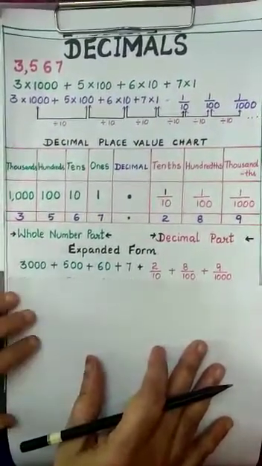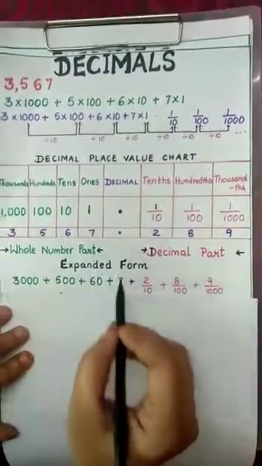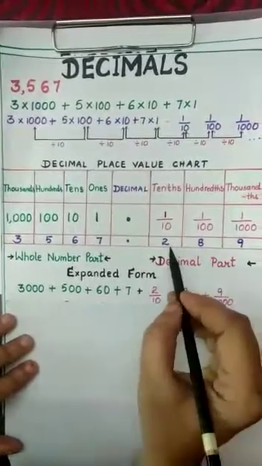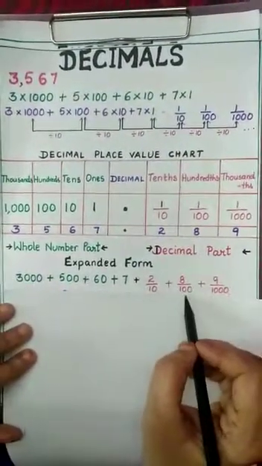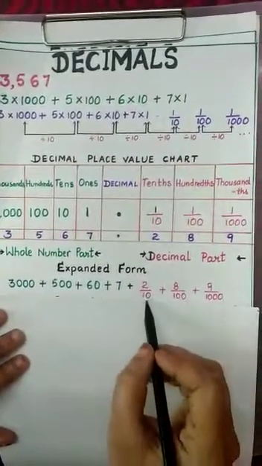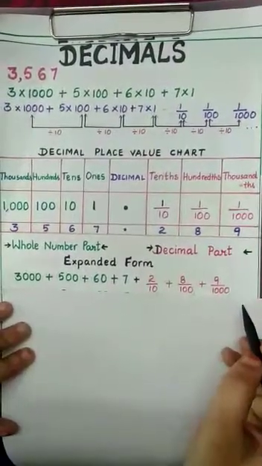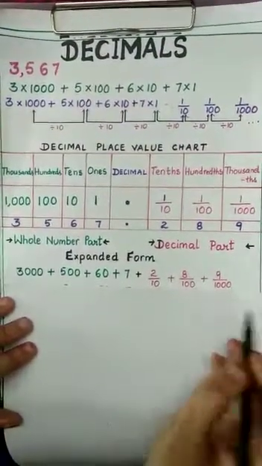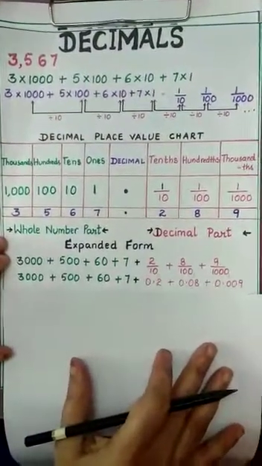Now you see here. 3000 plus 500 plus 60 plus 7 plus 2 tenths, nothing but 2 by 10, 8 hundredths, 8 by 100, 9 thousandths, 9 by 1000. Now fractions having 10, 100, 1000 and so on as denominators are called decimal fractions. Now how to convert these fractions into decimals? Now you see in the second step.